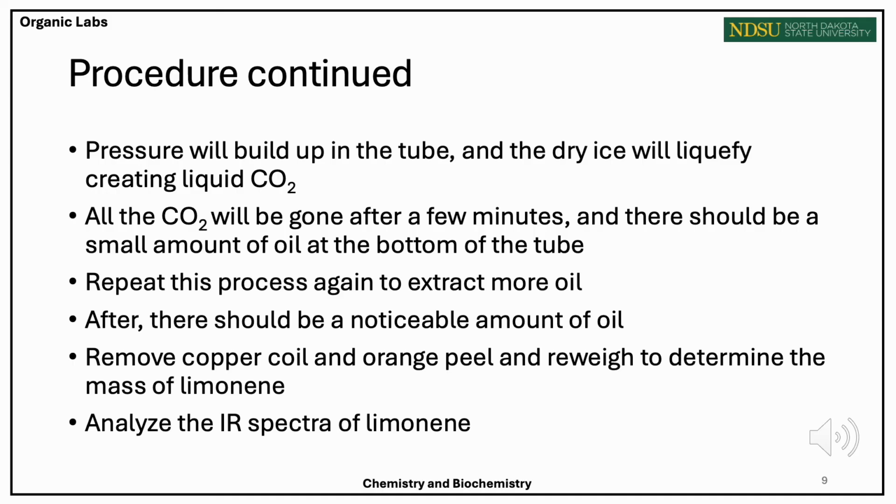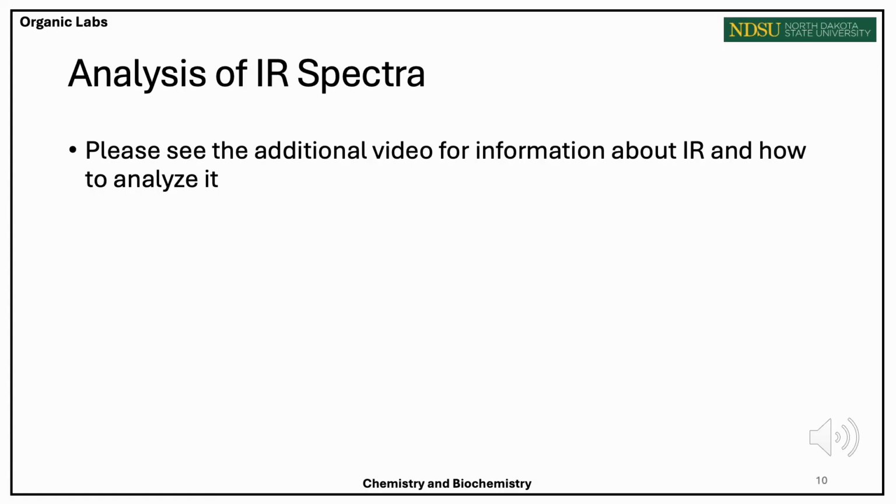You can then remove the copper wire and the orange peel and reweigh the centrifuge tube to determine the mass of the limonene that you have extracted. You can then analyze the IR spectra of limonene. Please see the additional video for information about infrared spectroscopy and how to analyze it.